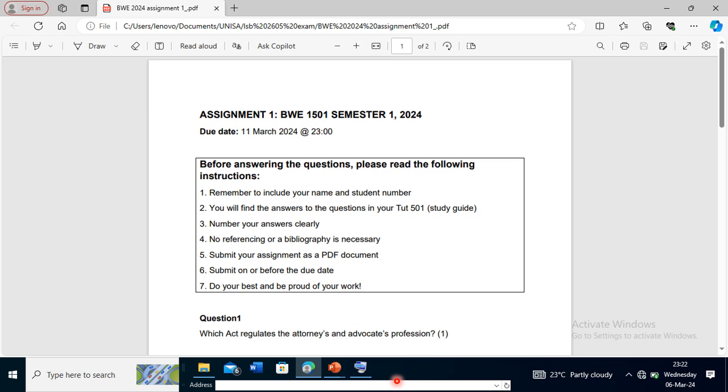Number 7, do your best and be proud of your work. So guys, you just have to put some energy into this assignment and pass this module. It is a simple module. Let's start.